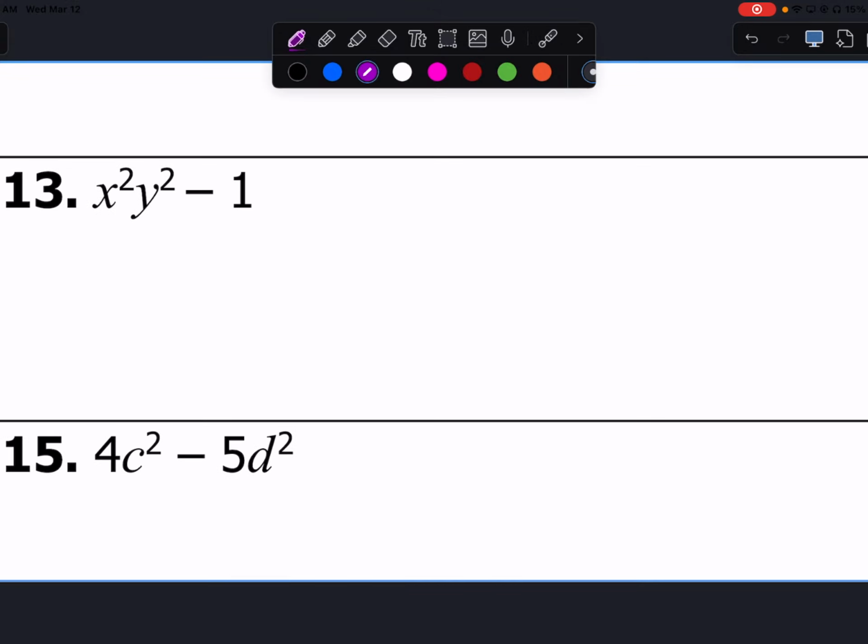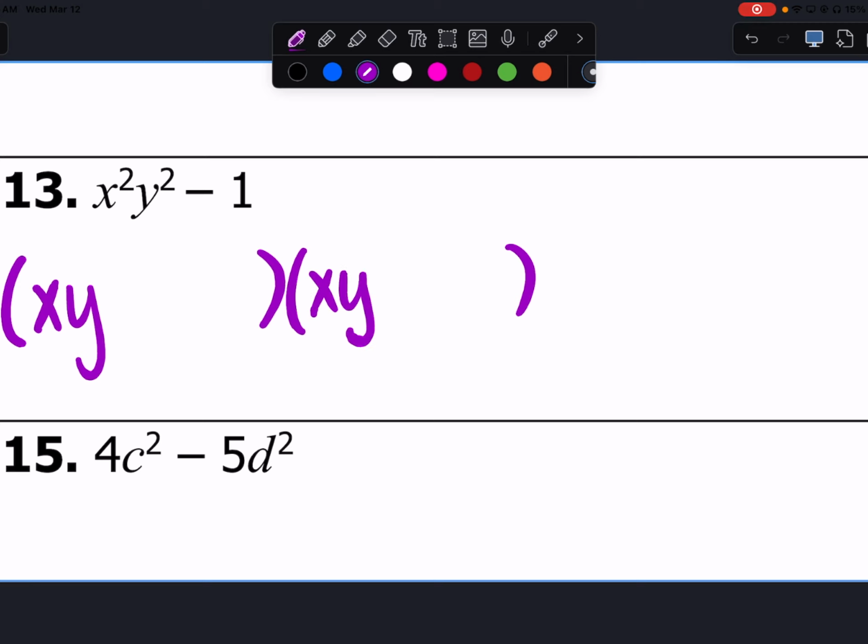So for number 13, what multiplies to give us x squared y squared? X, y. What multiplies to give us 1? What signs do I need? And so even if we have multiple variables in one problem, we still do the same thing.